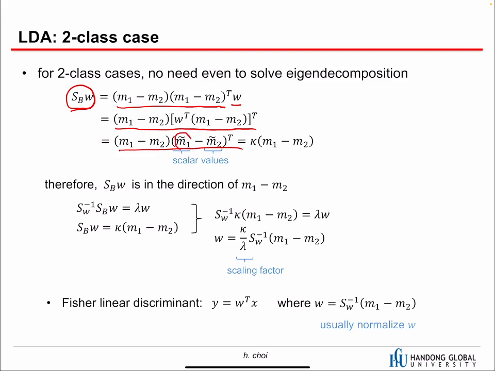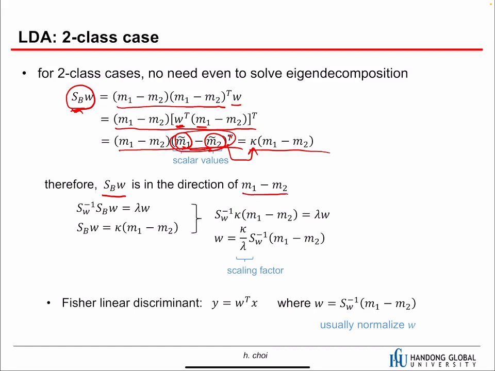As you can see, this one is a scalar and this one is also a scalar. Look at this one, w transpose m sub 1. This one is a vector and this one is a vector. So if we take an inner product between these two vectors, then that is a scalar. So transpose means nothing. So this is a scalar. Let's say this one is kappa. Then S sub b times w is kappa times m1 minus m2, which means S sub b times w is in the direction of m1 minus m2.